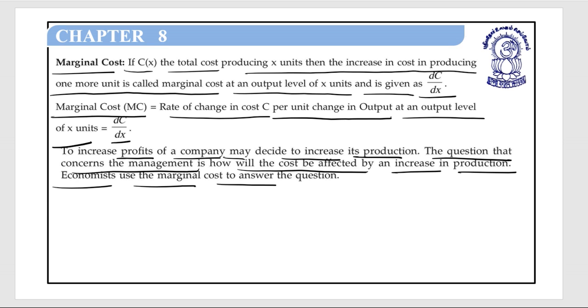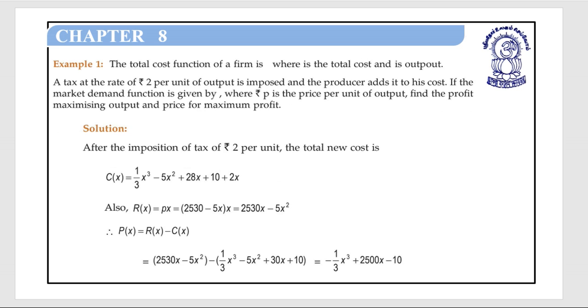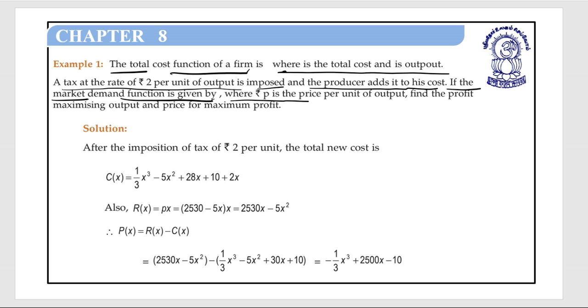Economists use the marginal cost to answer the question. Example 1. The total cost function of a firm is given, where C is the total cost and x is output. A tax at the rate of rupees 2 per unit of output is imposed and the producer adds it to his cost. If the market demand function is given by p, where rupees p is the price per unit of output, find the profit maximizing output and price for maximum profit.